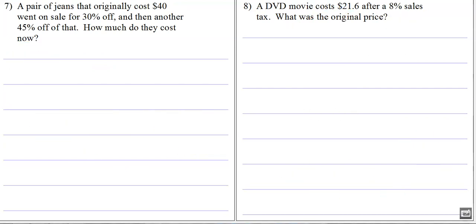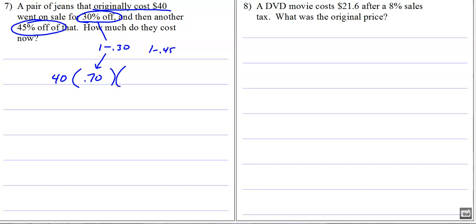Pair of jeans, original was 40 bucks, so that's in the beginning. 30% off, that's a 1 minus 0.30. So I'm going to put 0.70 in right there. Then I get to take another 45% off. So now I have a 1 minus 0.45. So I'm going to put a 0.55 here. That's discount number 2. No tax, so I think we can just roll with it. We can just get our final answer. Looks like I got to do this one.